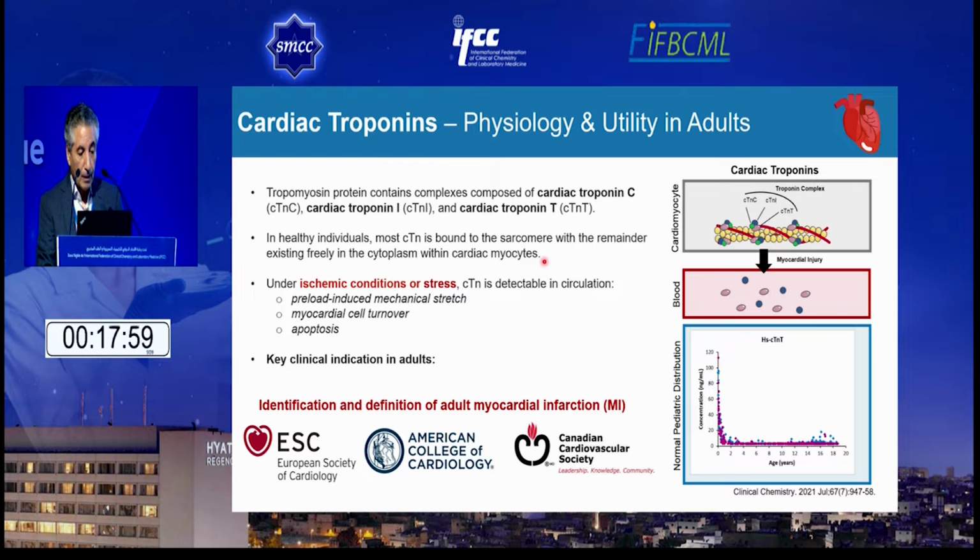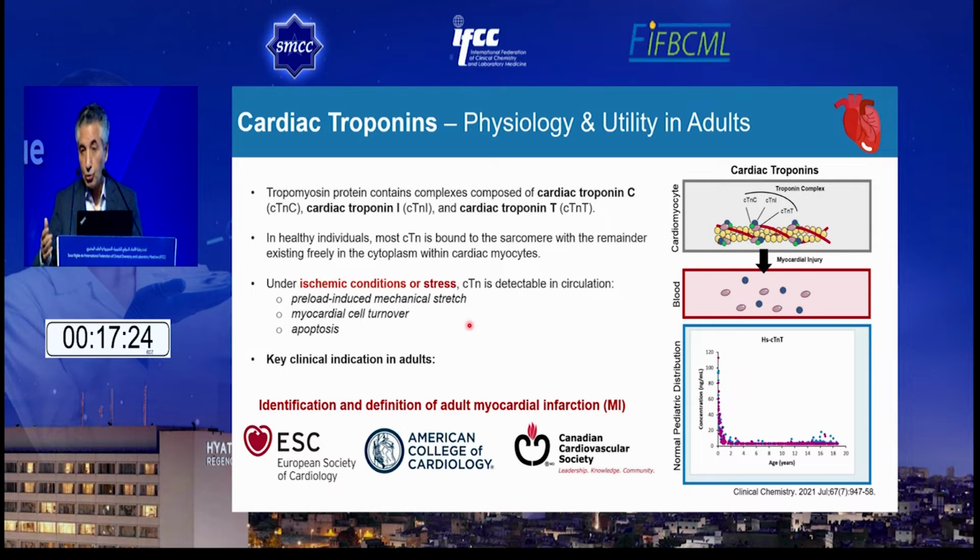In healthy individuals, most cardiac troponin is bound to the sarcomere, with the remainder existing freely in the cytoplasm within cardiac myocytes. But with ischemic heart disease, which is largely understood in adults, and with stress, cardiac troponin is detectable in the circulation, particularly using the newer high-sensitivity cardiac troponin assays.